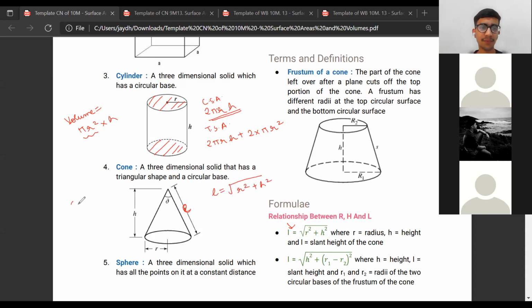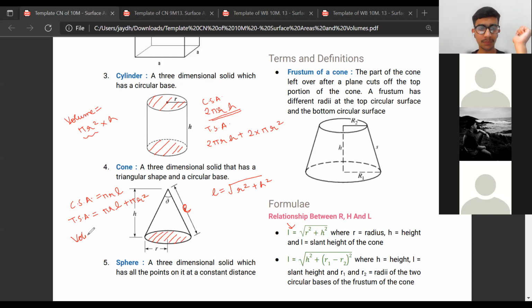Now what is the CSA of a cone? Pi r l. No, it's only pi R L. What about the TSA? Again, what I do is I add the CSA and then केवल एक base area. I have to add only the base circle. So pi R L plus pi R square will be my TSA.